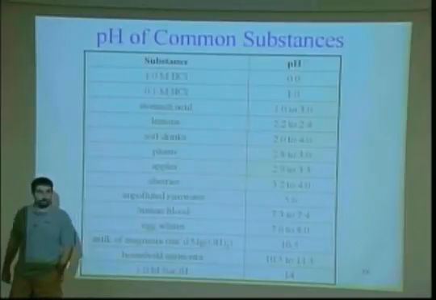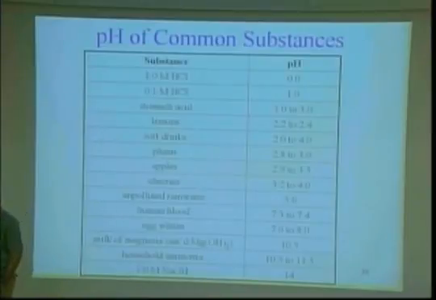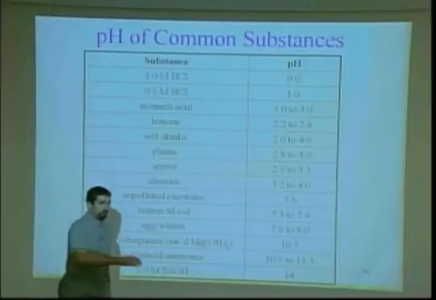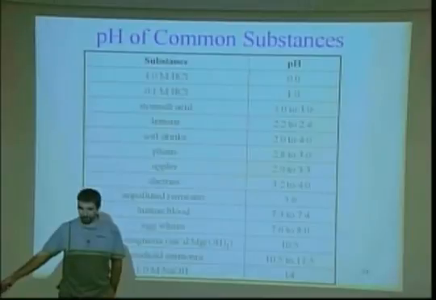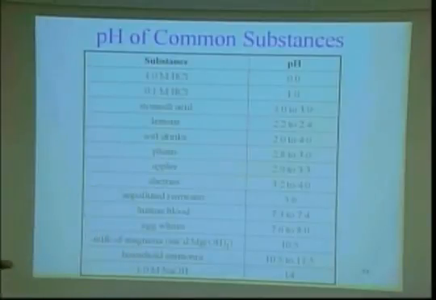Why is it that even though there's no pollution present, rainwater is always going to be a little acidic? Because what's present in the atmosphere? CO2. CO2 can react with water vapor to form what? Acid. Good, carbonic acid. CO2 plus H2O will give you H2CO3. Human blood is always slightly basic. And then there's a lot of other examples here.